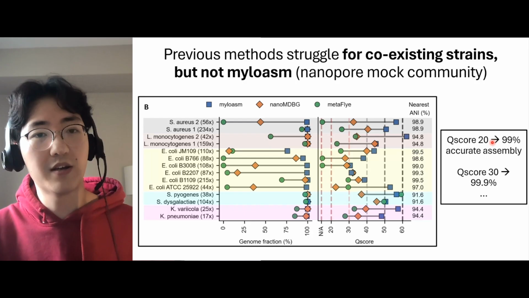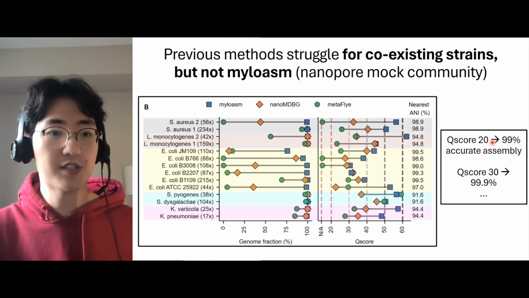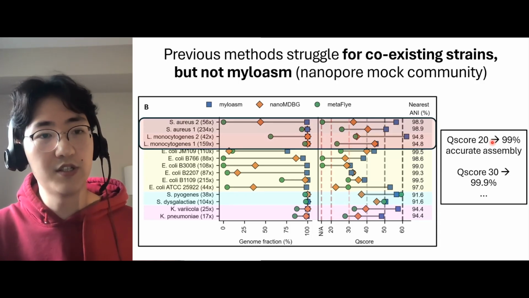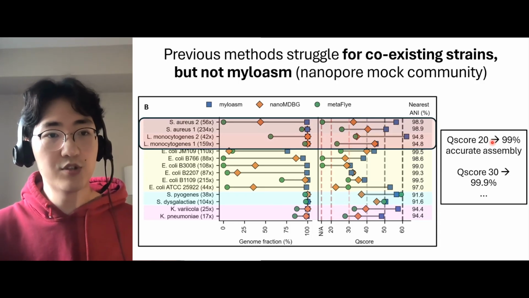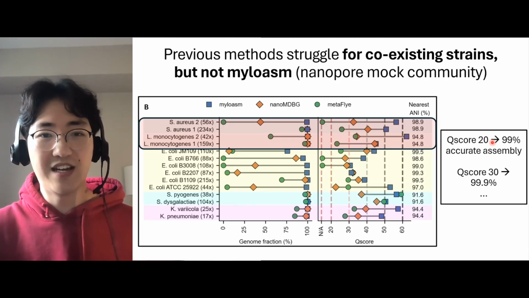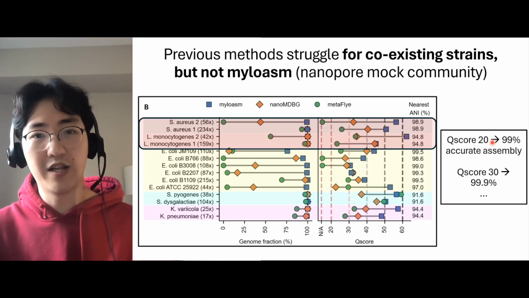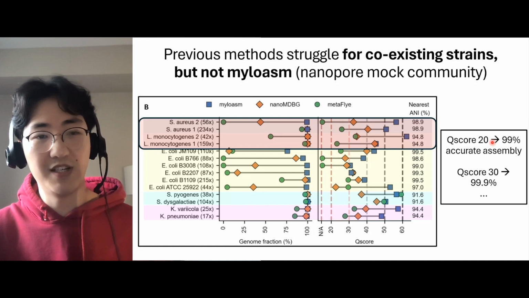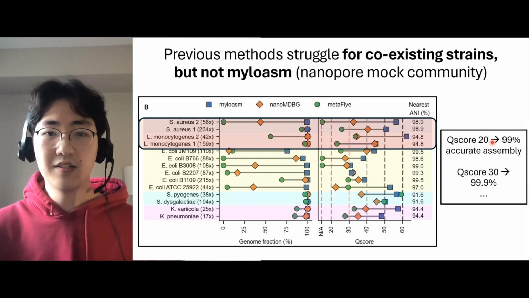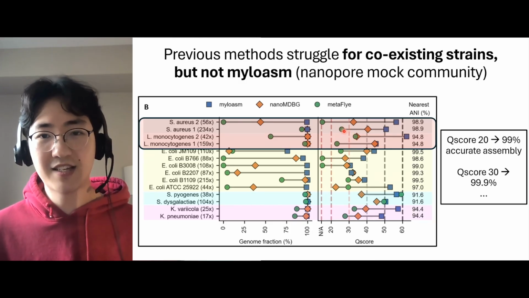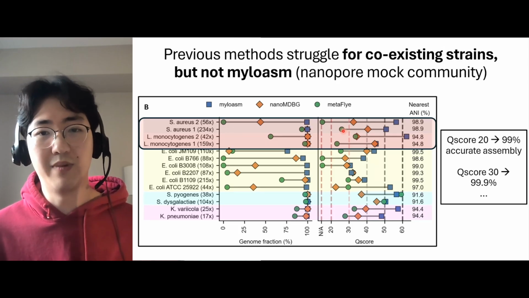So this is a Nanopore mock community that I'm showing you here, with various strains sequenced to depth, as you can see on the left-hand side. I just want to focus on these two species. In my community, there were 2 Staph aureus strains and 2 Listeria monocytogenes strains. What you can see is that previous state-of-the-art methods like MetaFlye actually miss the lower abundance strain, even though it's sequenced 50x, right? And even when it's able to recover it, you can see over here the Q-score for MetaFlye is a little bit lower. Now, Q-score is on a log scale, so it's about 200 times worse than Myloasm.